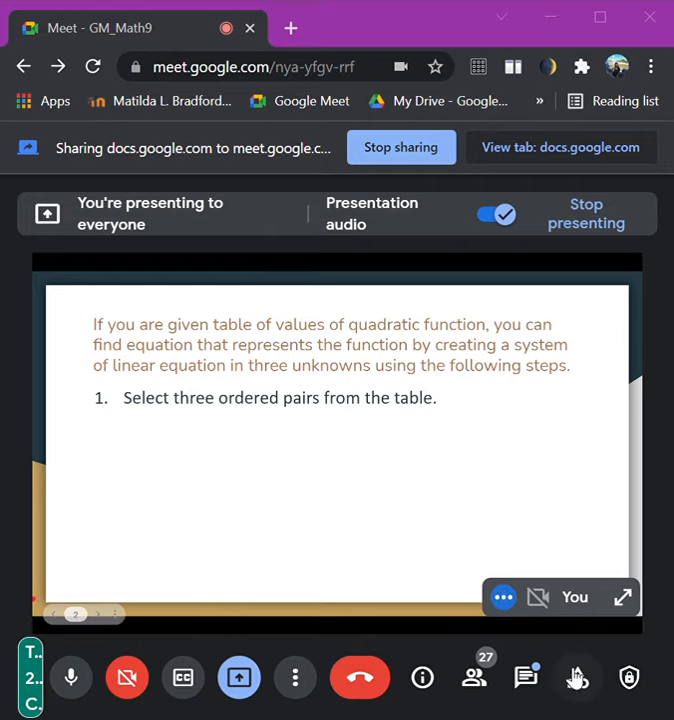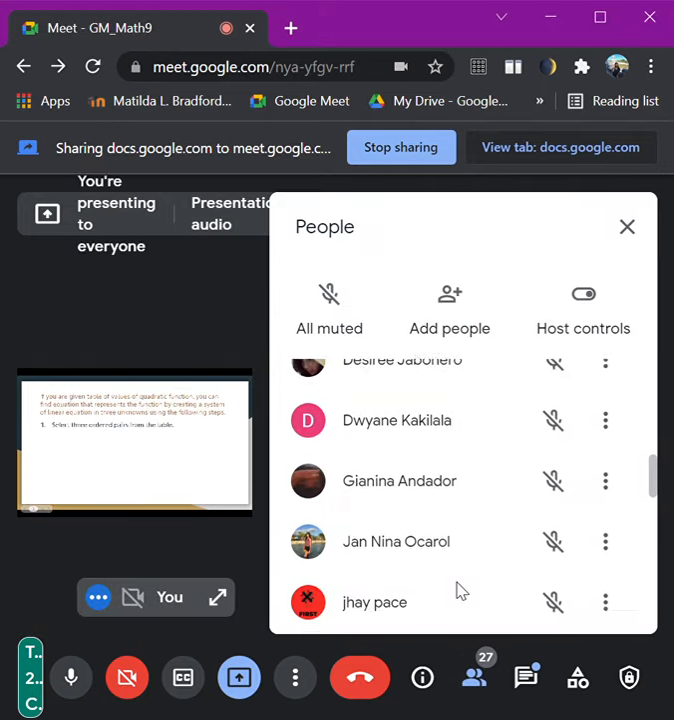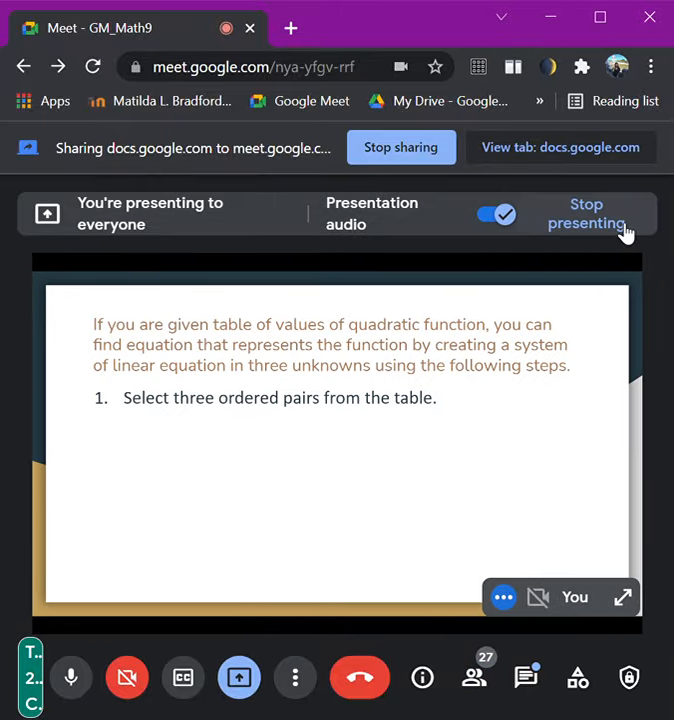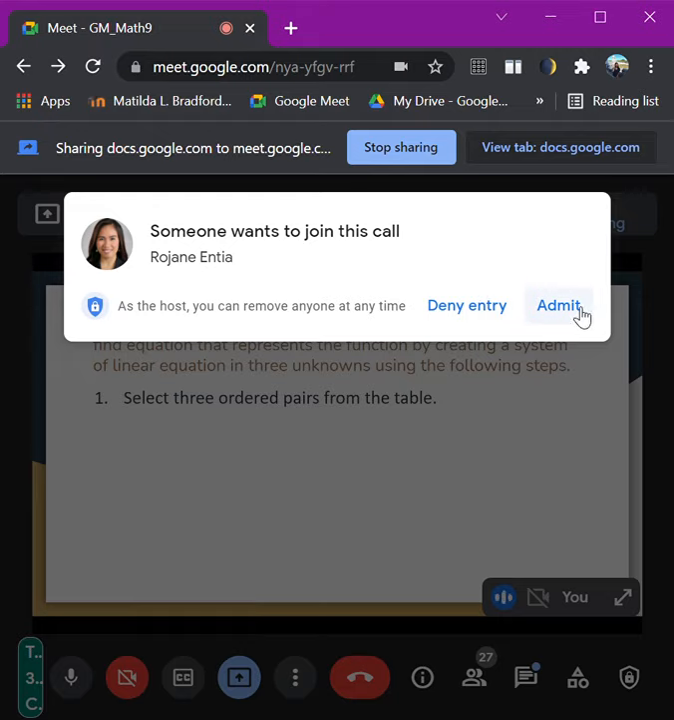Number 1, please read. Select three ordered pairs from the table. Okay, thank you. We have here, select three ordered pairs from the table. Now, since what is given to us is a table of values, what you're going to do is select the first three, so that it is easier for you to get.